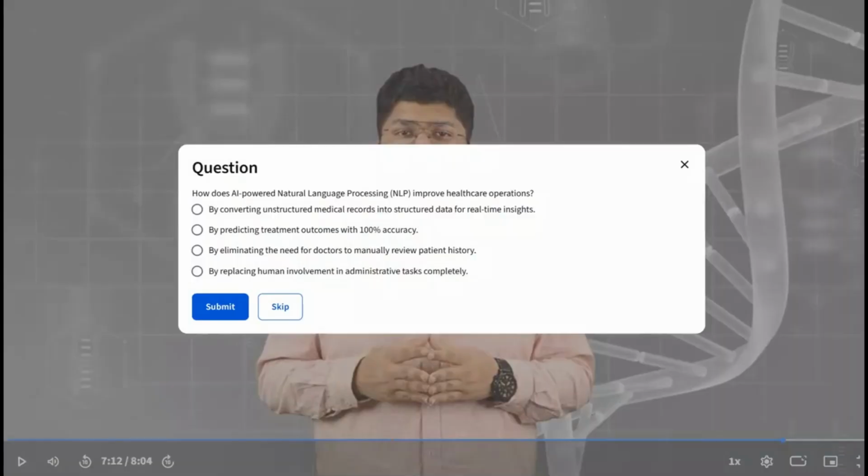As AI continues to advance, its applications in healthcare will keep expanding. NLP and medical imaging are just the start. With new developments in robotic surgery, predictive analytics, and genomic medicine, healthcare is on the brink of a transformation that will revolutionize how care is delivered.